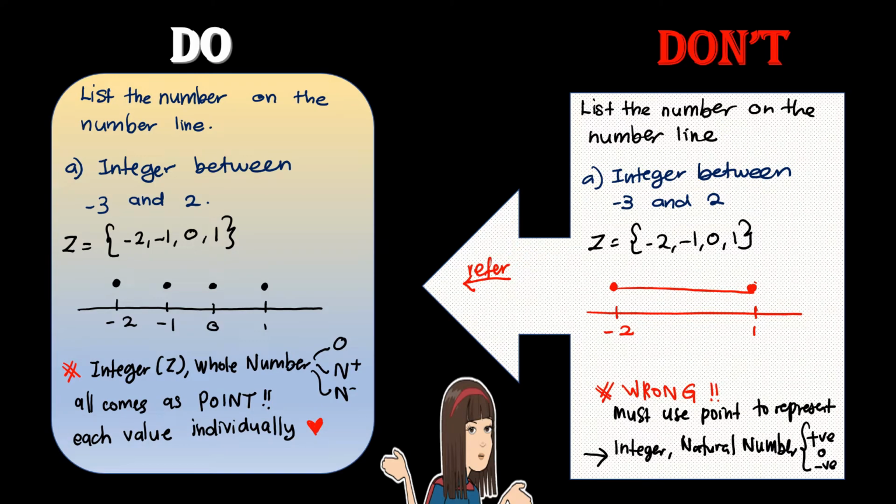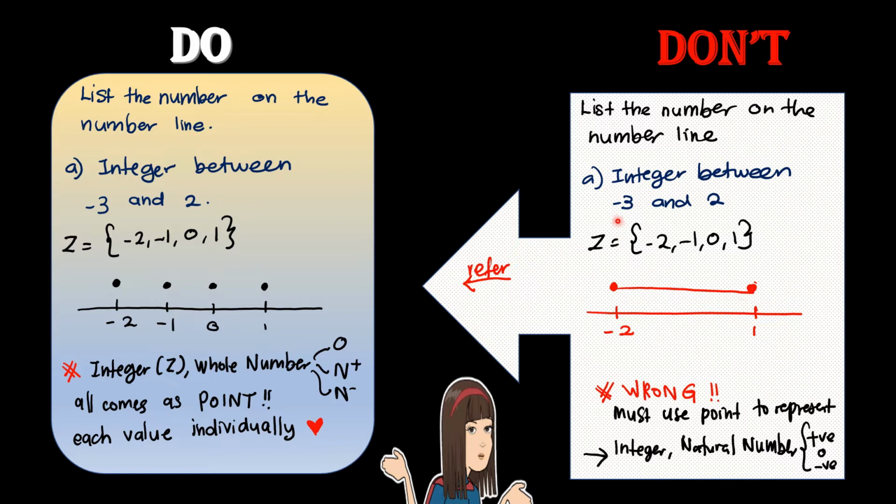Do and don't for real numbers. The question asks you to draw a number line for integers between -2 and 1. Between means the endpoints are excluded, so the values are from -2 until 1. How do you draw the integers? You must use points to represent them. Don't draw a line like this.